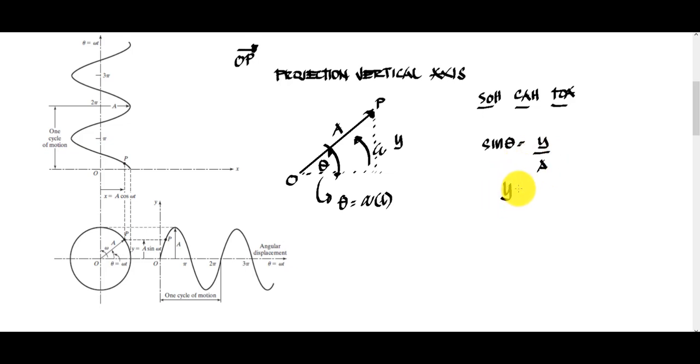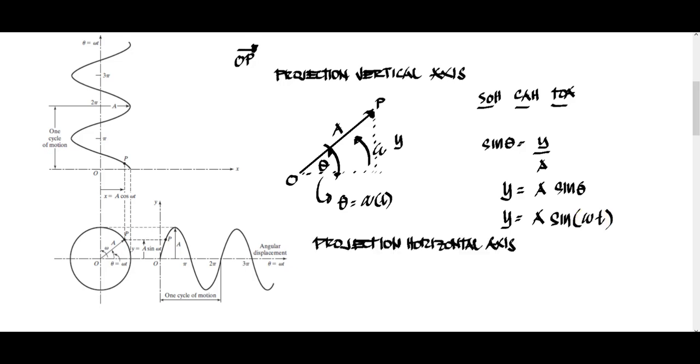Now rewriting our equation, so that will be y equals A sine of theta, where theta is equal to the angular velocity times time. So we have A sine of the angular velocity times the time. So that will be the projection on the vertical axis.